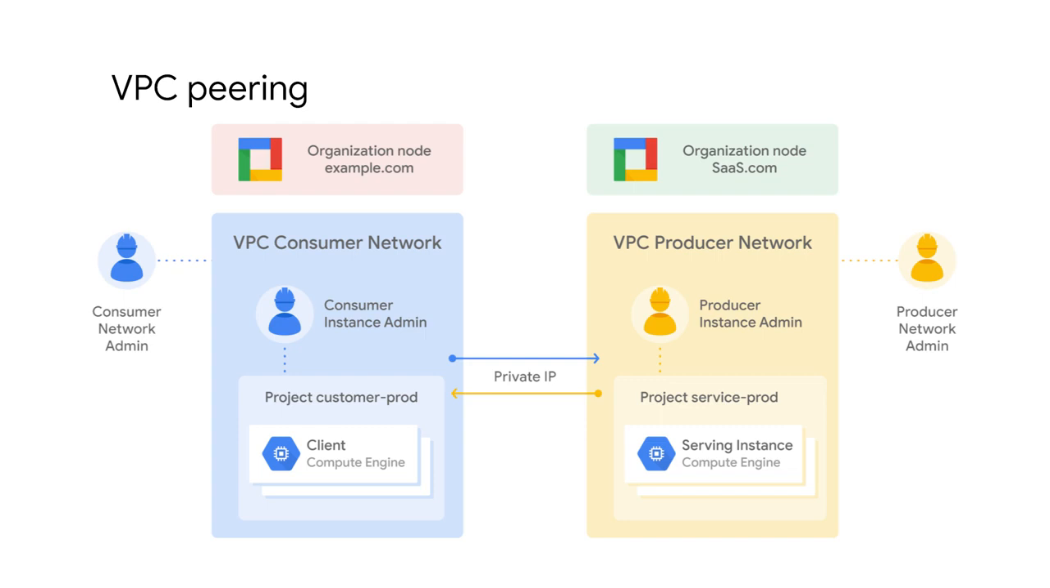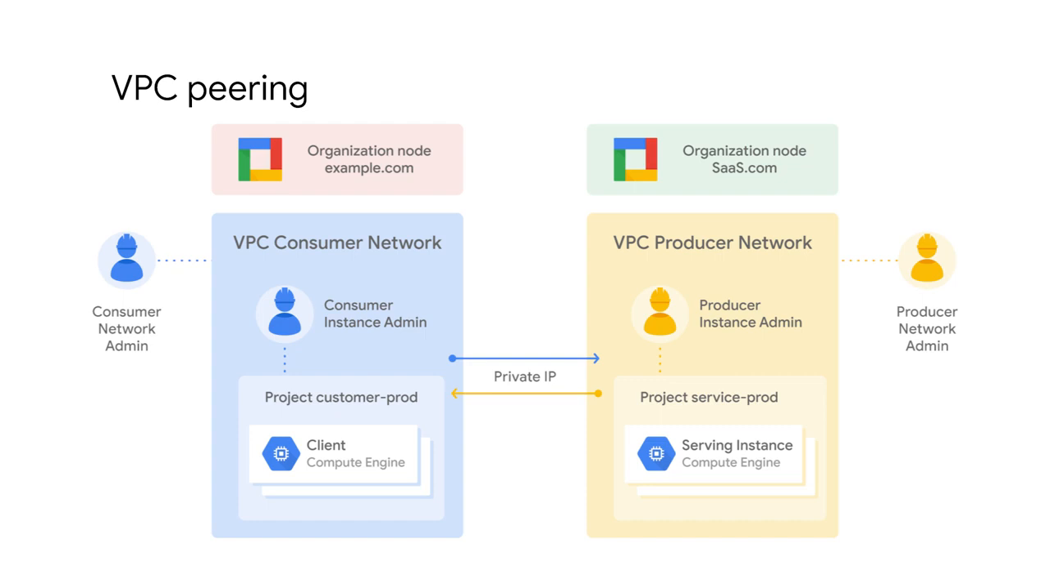In order for VPC network peering to be established successfully, the producer network admin needs to peer the producer network with the consumer network, and the consumer network admin needs to peer the consumer network with the producer network. When both peering connections are created, the VPC network peering session becomes active and routes are exchanged. This allows the virtual machine instances to communicate privately using their internal IP addresses.